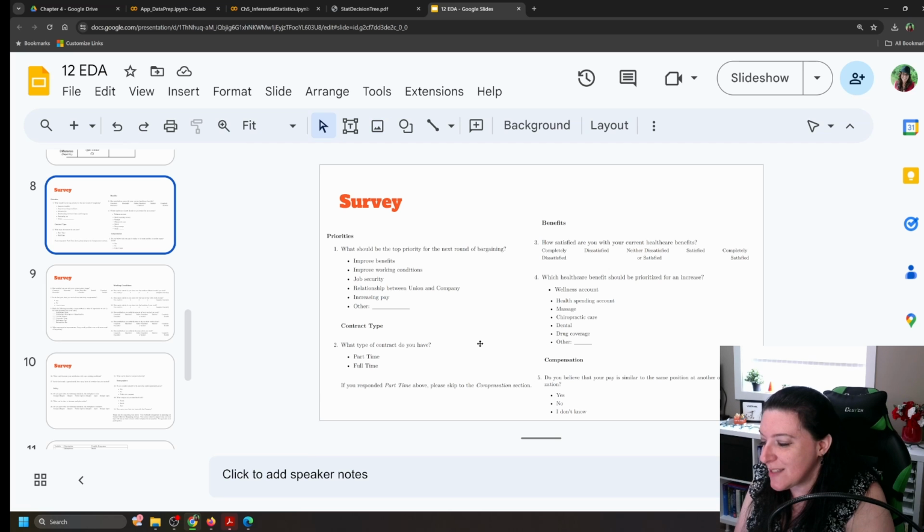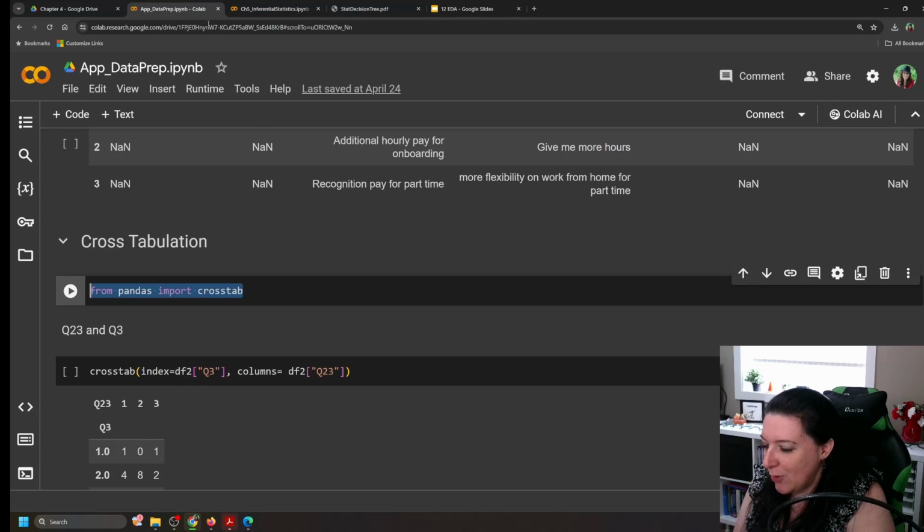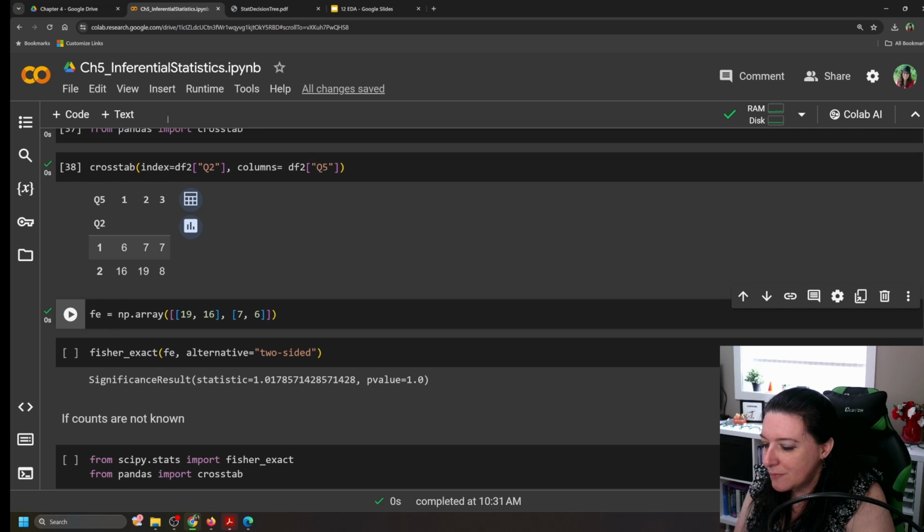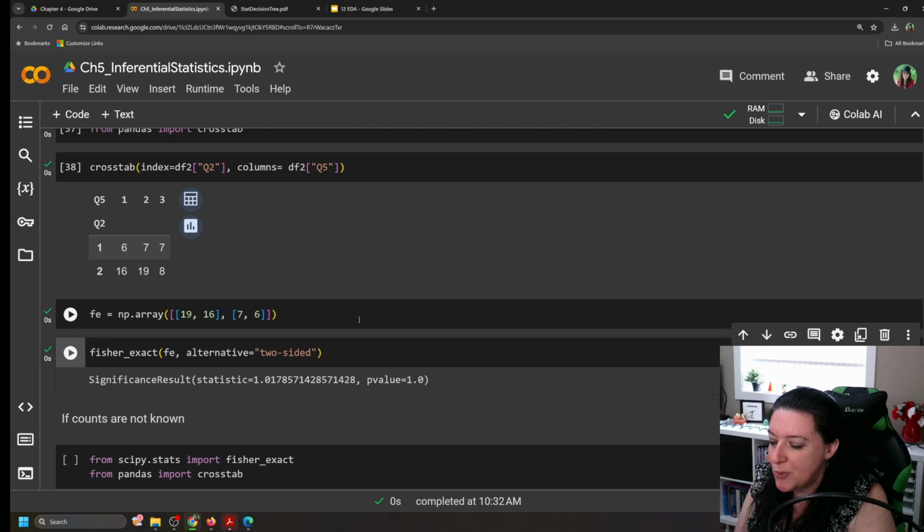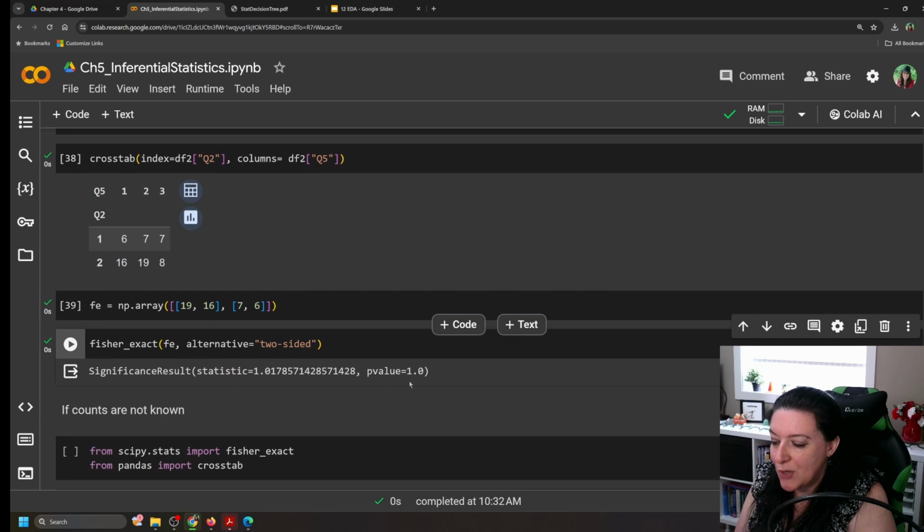So we had to convert this into a yes, no. And that's because Fisher has to be 2-by-2. Two groups, 2 options. Okay, so let's go back in. Not that one. We don't need that anymore. Let's run our Fisher's exact. And so with the two-sided, it's just, is there a difference? No difference. Very large p-value.